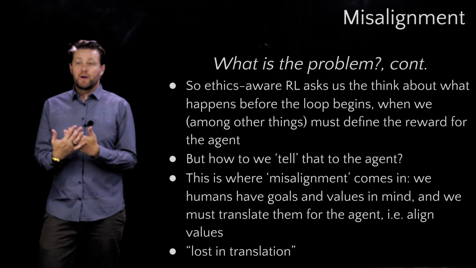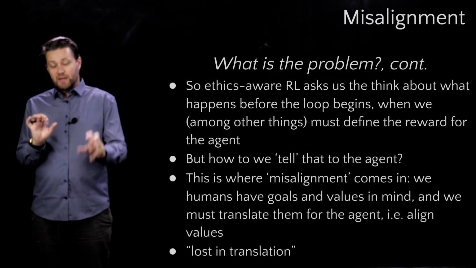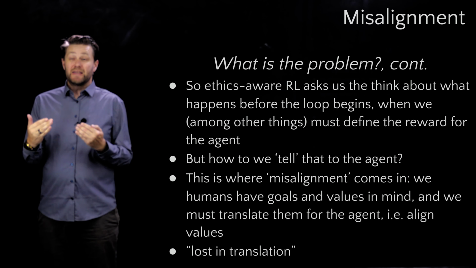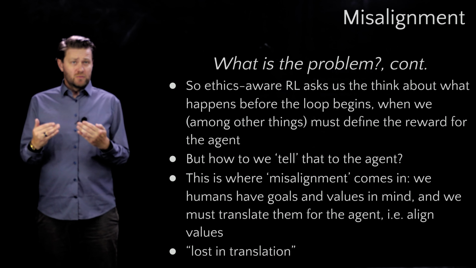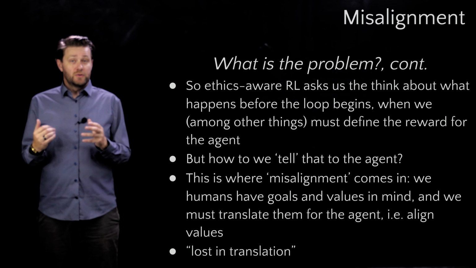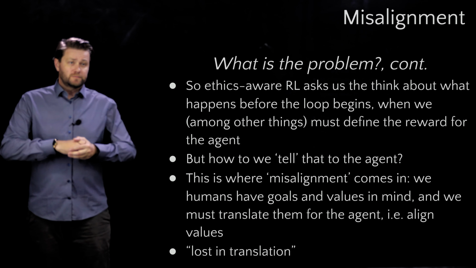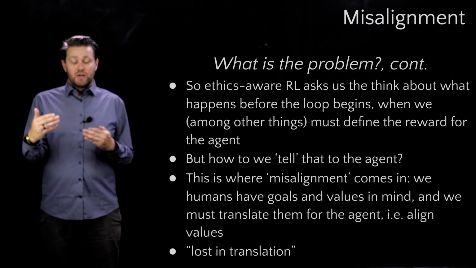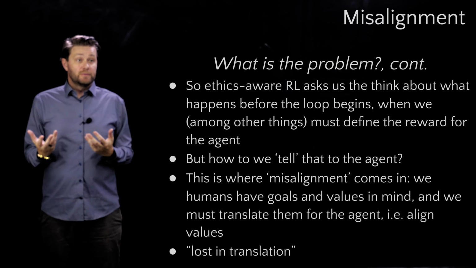Okay, so ethics-aware reinforcement learning asks us to think about what happens before this iterative process begins, where, among other things, we have to define the reward for the agent. This would be one of those cases where we don't want the agent to just have a random policy. We want to give it a policy and tell it, you're going to be rewarded for this. Okay, so the question of misalignment is, how do we tell that to the agent? So in the telling, there is a possibility for misalignment.